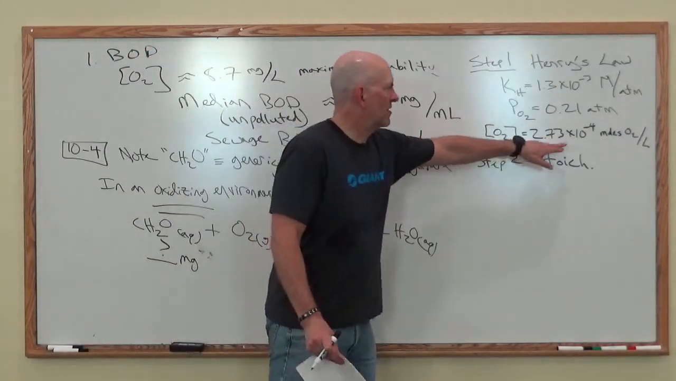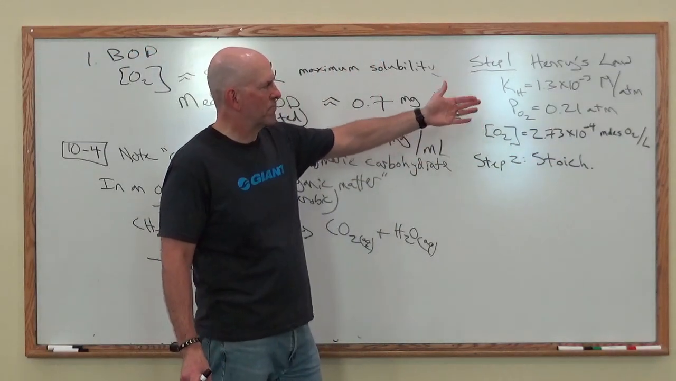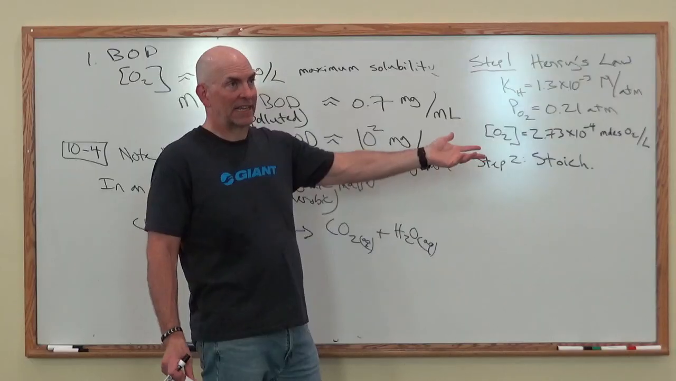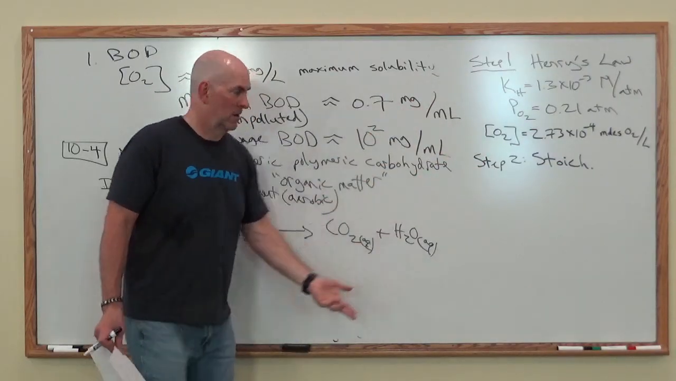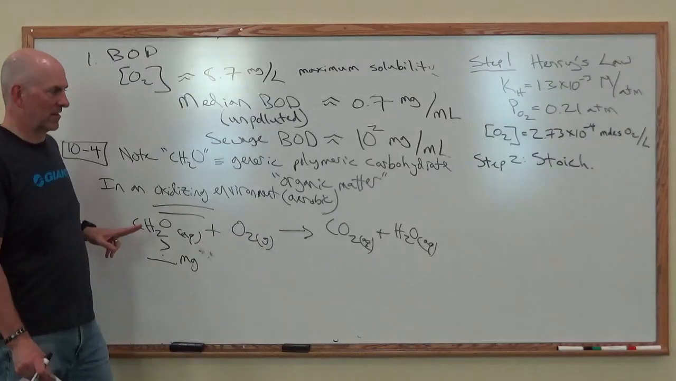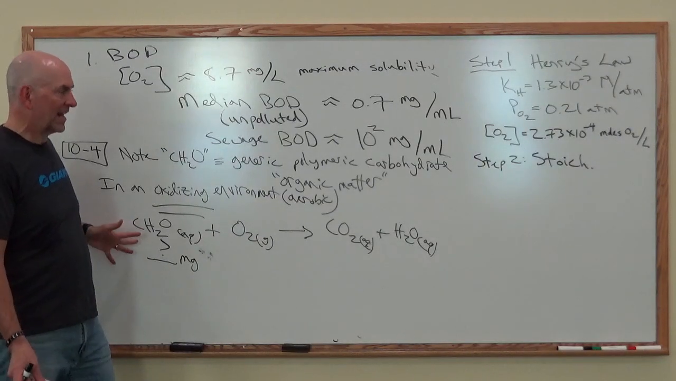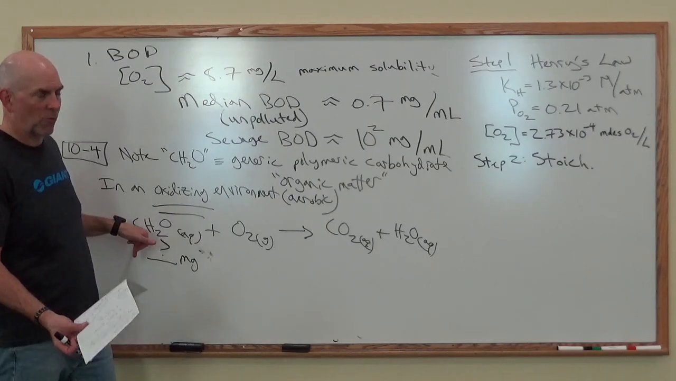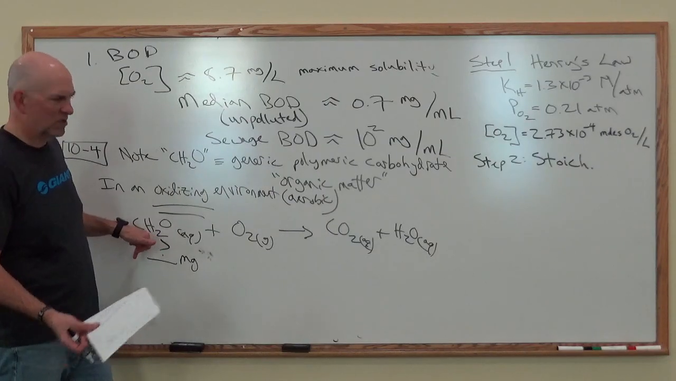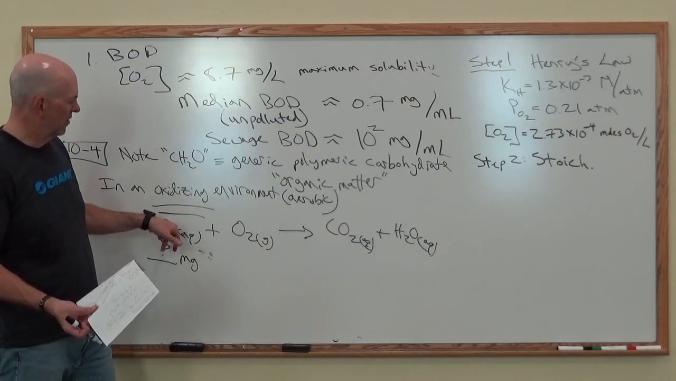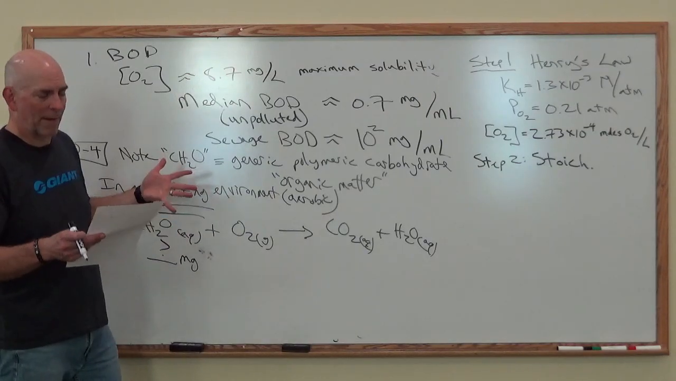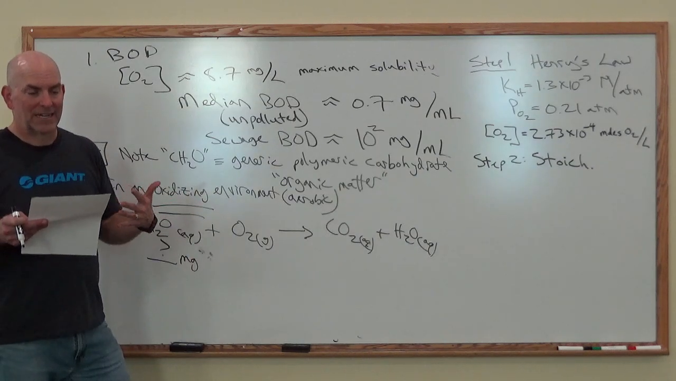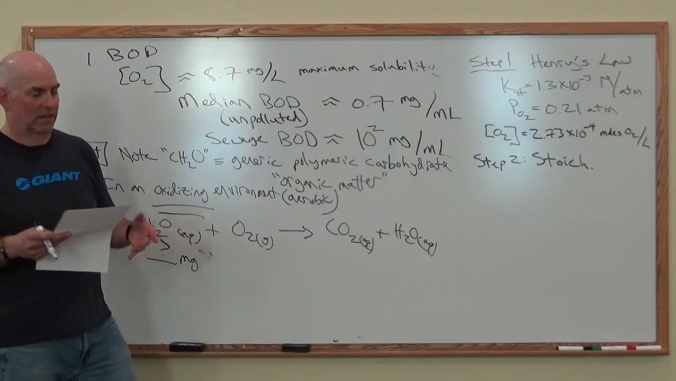So if you have 2.73 times 10 to the minus 4 moles of oxygen per liter in your system, and you have a liter, you just multiply that by a liter, that'll tell you how many moles of oxygen are there. It's 1-to-1, so it's the same number of moles of organic matter, and then just convert it to mass by using the molar mass. So it's 12.01 grams per mole plus 2 times 1.001 grams per mole plus 15.999 grams per mole, which ends up being about 30 grams per mole. So it's really just a stoichiometry and unit problem at this stage.